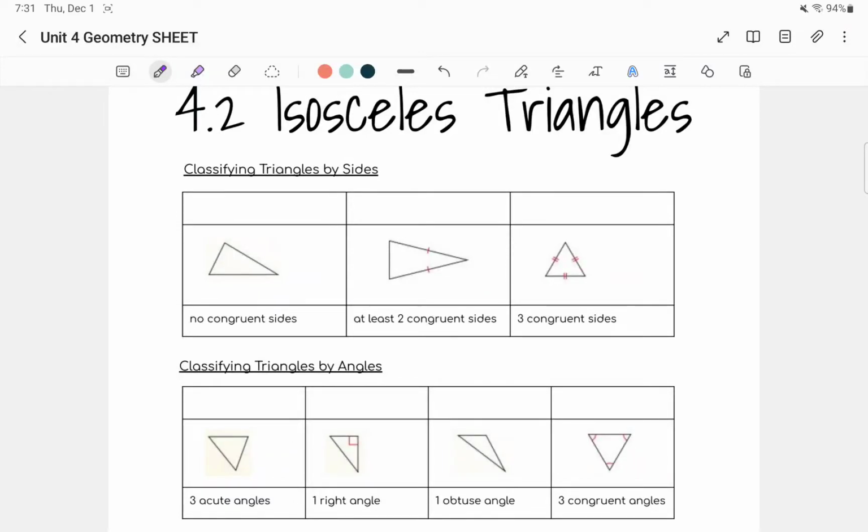Welcome, scholars, to Lesson 4.2, Isosceles Triangles. We're going to classify triangles by their sides and also by their angles. And let's start with their sides.